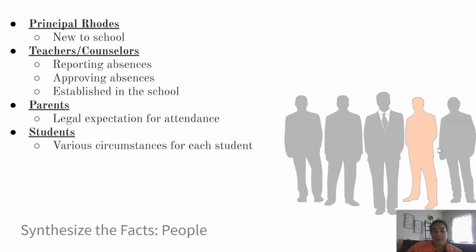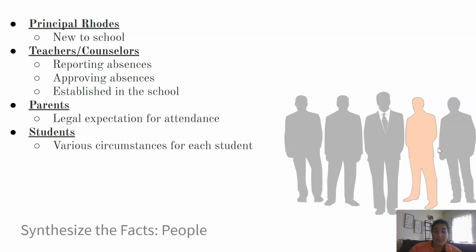So here are the people that are involved. Obviously Principal Rhodes, he's new to the school, being asked to look into this attendance issue. He has a huge stake in how this comes out. The teachers and the counselors are involved. They're the ones actually reporting these absences, approving the absences, and they're the people established in their schools. These families have had probably multiple kids with multiple of these teachers, and so they're setting the tone for what happens in the school, especially with a new principal.